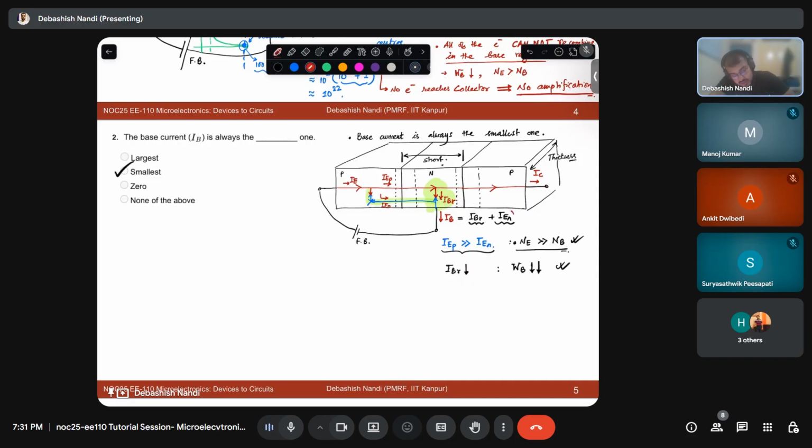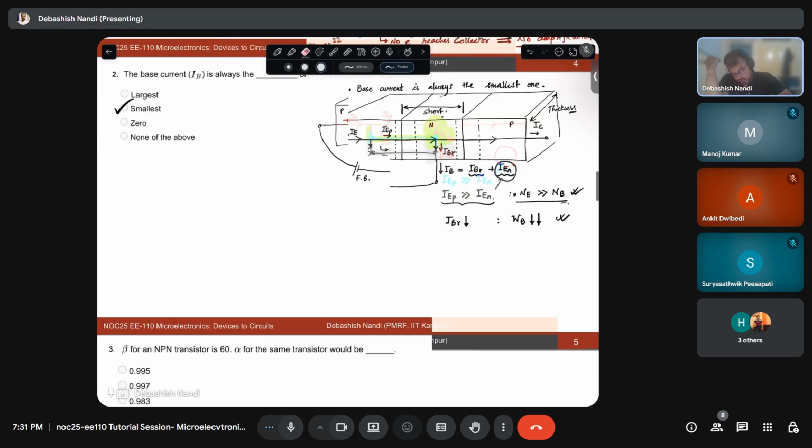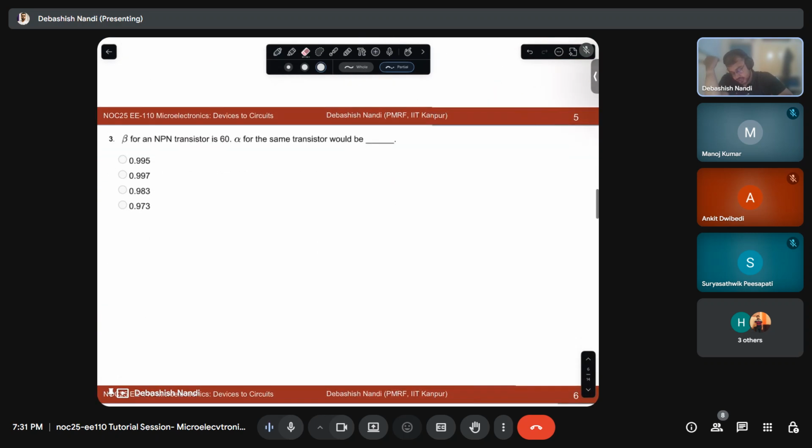So please don't ignore this quantity, because if you are given some arbitrary doping profile, you will be in trouble. If I say that this is 10 to the power 15 and this is 10 to the power 18, then you cannot say that your base current is the lowest current component. So recombination is one aspect of it. Another aspect of it is the backward injection current. So that is done. Then let's move to the next question.